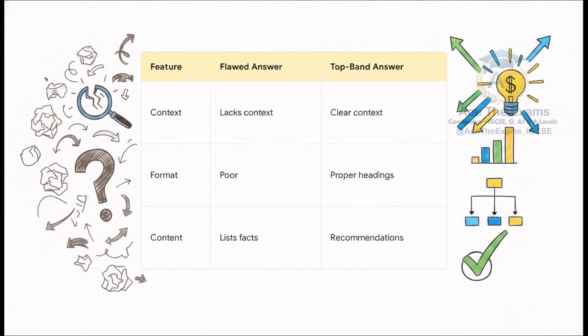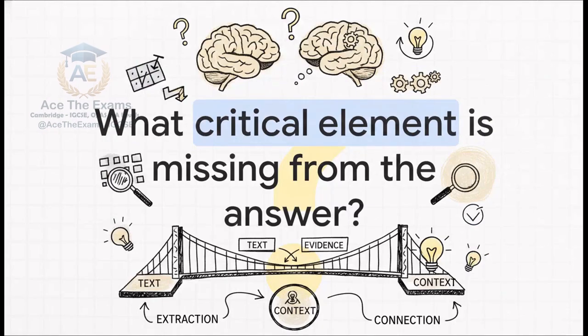Now, contrast that with the top band answer. It uses proper headings, correct terminology, appropriate formats, and clear annotation. But more importantly, it provides justified recommendations based entirely on the information presented. The student writing that top band answer is thinking like an analyst, while the first student is basically just repeating facts. I want you to actively engage with this right now.